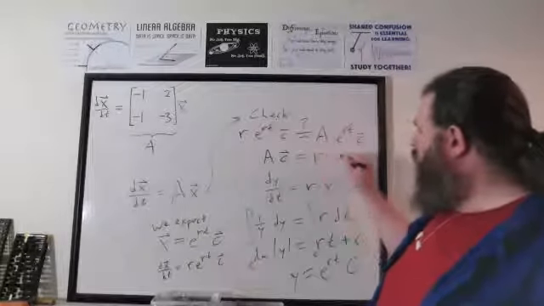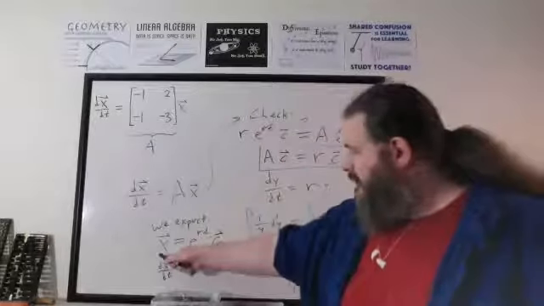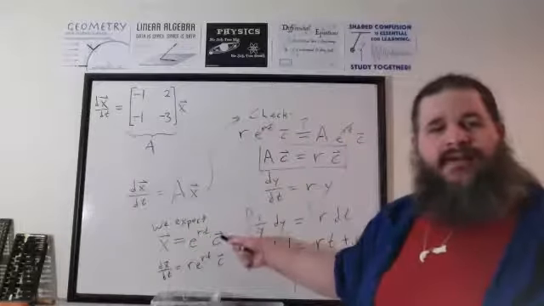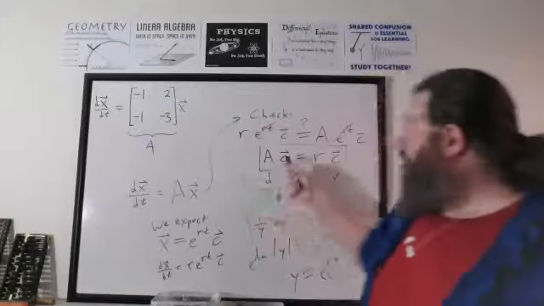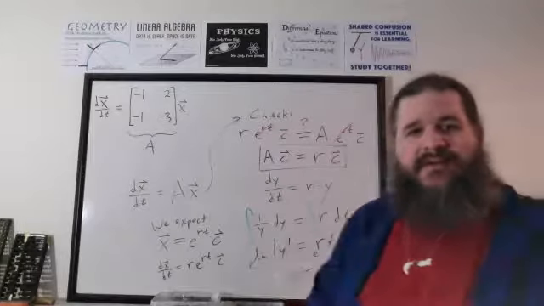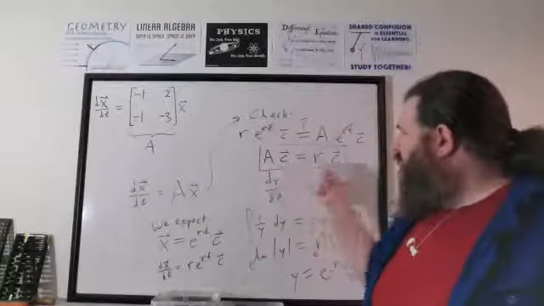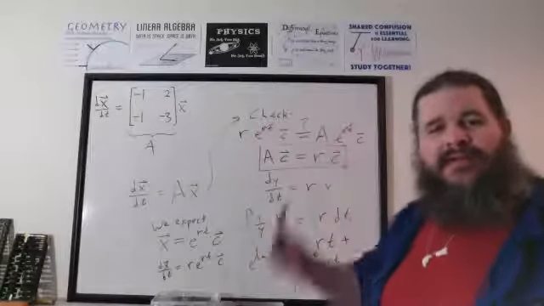equals a scalar times a vector. Our guess will work. The original guess, x equals e to the rt times some unknown vector, works if and only if the coefficient matrix times that vector equals the exponent times the vector, the r times the vector. And where have you seen this before? What do we call it when a matrix times a vector equals a scalar times the same vector?